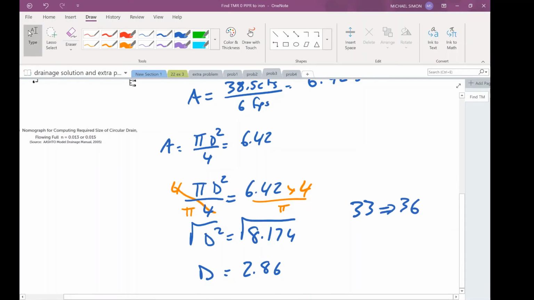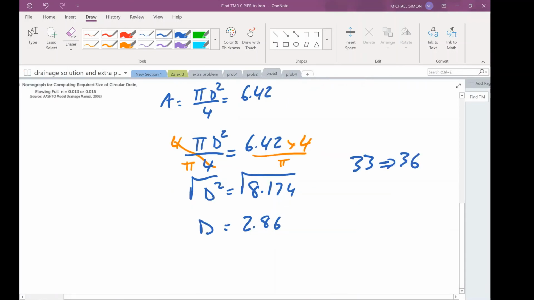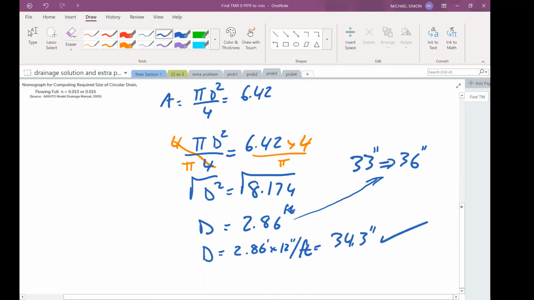Now I said it was going to be between 33 to 36, and I'm getting 2.86. So why doesn't that number fit in between there? It does, because that's inches and that's feet. Don't forget your units. So if we want to see if it does fit, diameter would be 2.86 feet times 12 inches per foot, which is 34.3 inches. That's that actual number. Okay, looking good.